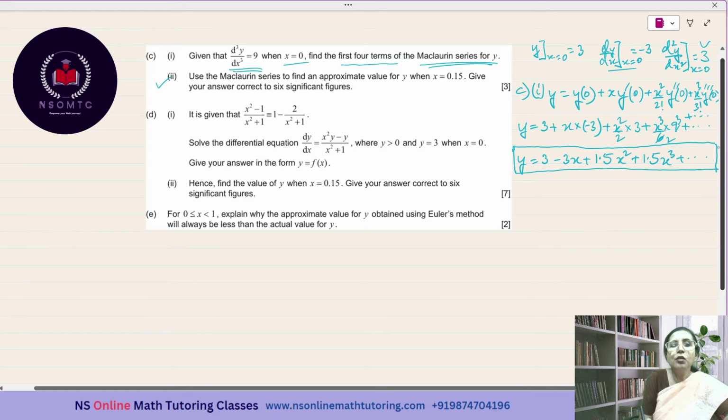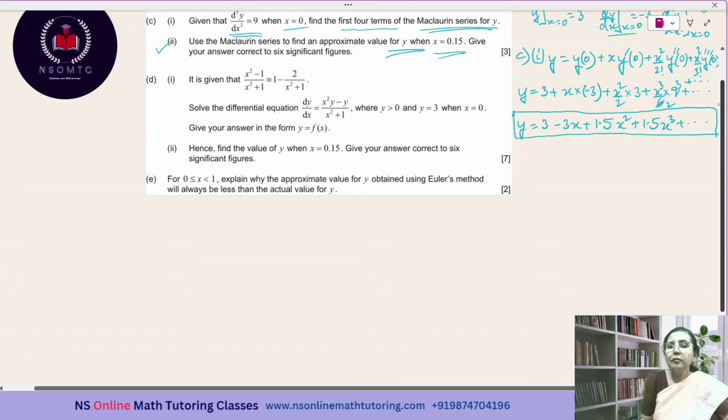Subpart ii: use the Maclaurin series to find an approximate value for y when x equal to 0.15. Give your answer correct to 6 significant figures. Okay. So y of 0.15 will be equal to 3 minus 3 times 0.15 plus 1.5 times 0.15 whole square plus 1.5 times 0.15 to the power of 3 plus dot dot dot, of course.